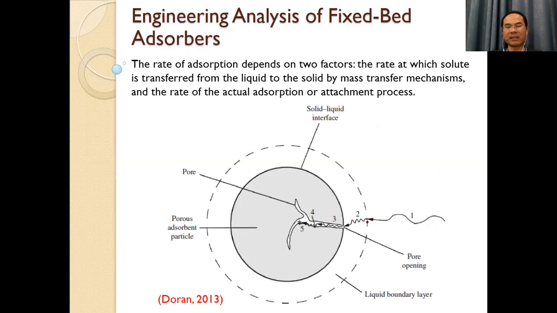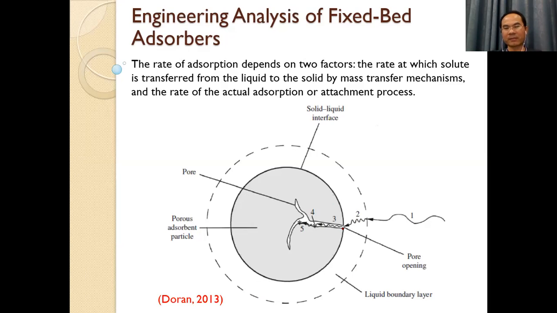That's right. Mostly in the film there is no convection. The convection is a very small effect, but the main effect is diffusion. And so you diffuse in the film until you reach the surface of the solid. And number 3 is the diffusion inside the pore. That's right. The diffusion of the solute inside the pore. Number 4 is adsorption.